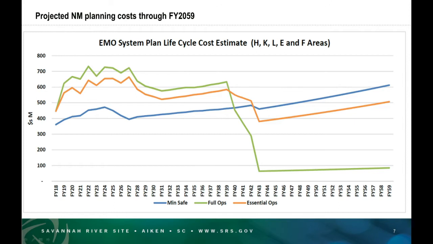In the full ops case, which is the green line, you see you pay more up here because you're actually dispositioning the material, but your costs go down in the out years because you've already dispositioned it. And so down out here, you're waiting for it to go into D&D and actually be turned over to that program. That's the facilities themselves. And then the essential ops is what we're doing. You see it, you have to pay more out here, but eventually you're going to follow the same as the min-safe because you haven't dispositioned all of the material under that essential operations scenario.